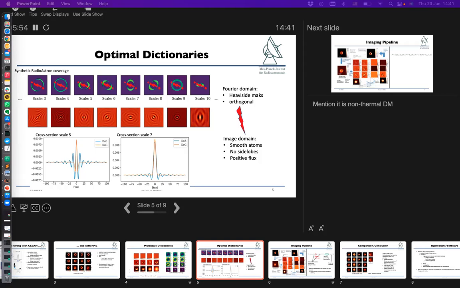But I think what we desire from our scales in the image domain is a bit different. Our wavelets in the image domain should be smooth, they should have no side lobes, and they should contain, if possible, only positive fluxes. And this is obviously a contradiction. Every wavelet that is orthogonal to the others has to have this very wide cycle. So you can see here the different functions. What we can do is fit just the central beam, which then introduces a technical switch between different dictionaries. This is part of the second paper, where we will go into more detail.